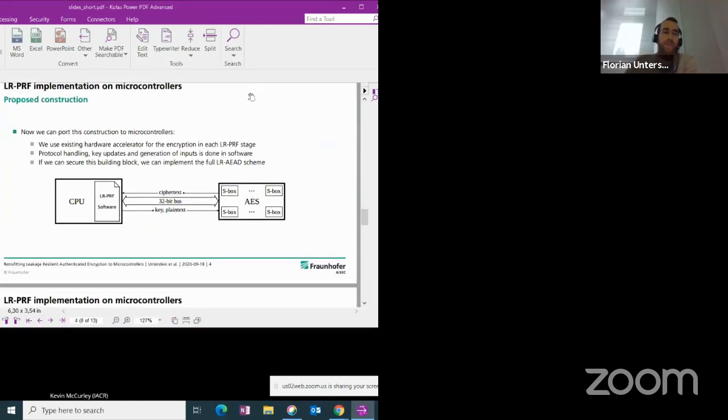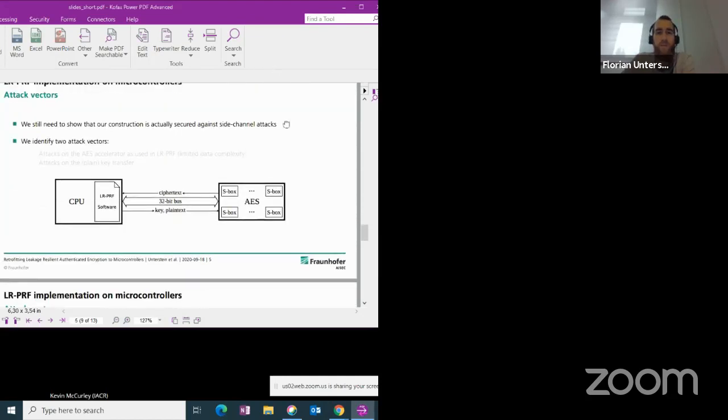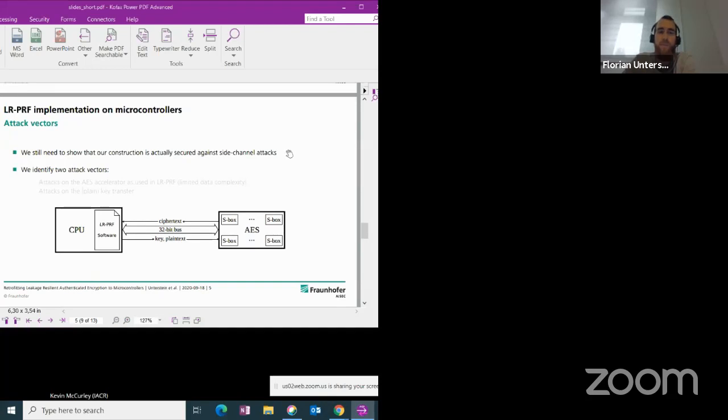Now coming to our proposed construction. This means that we can port this PRF to microcontrollers. What we do is we use the existing AES to do all the encryptions that are happening inside the PRF. And then we do all the rest, the protocol handling, the key updates, the generation of the inputs, in software on the CPU. If we can show that this can be implemented securely on our microcontroller, then we can also implement the full AEAD scheme. But this is the one task that is still to do. We need to show that we can actually use it and that it's not leaking excessively.